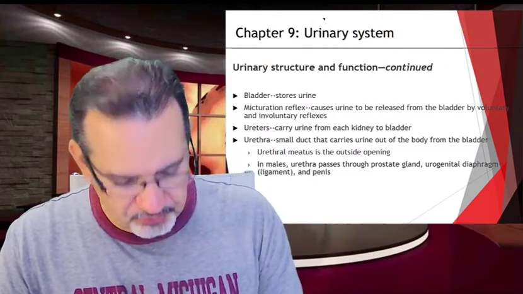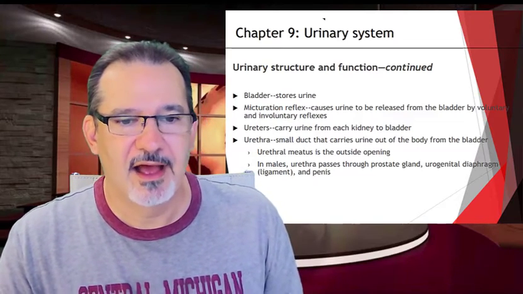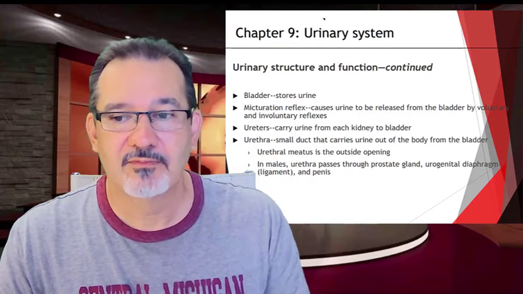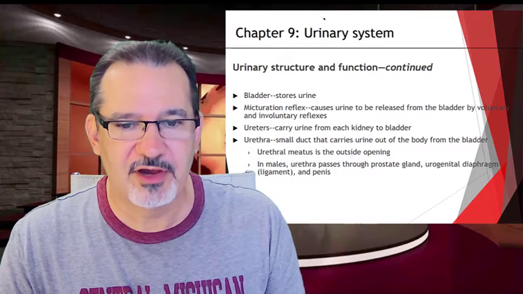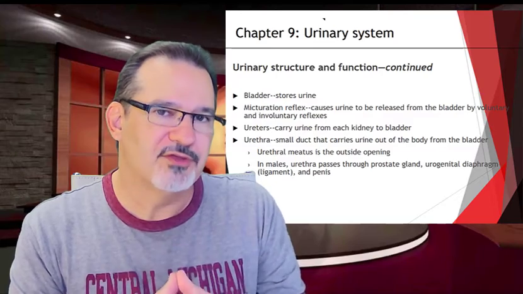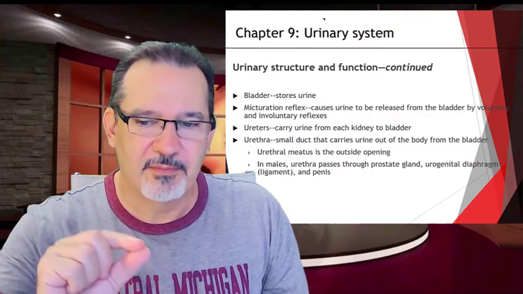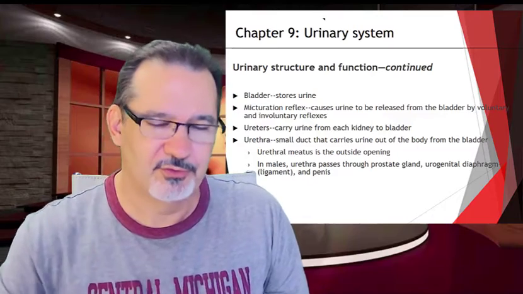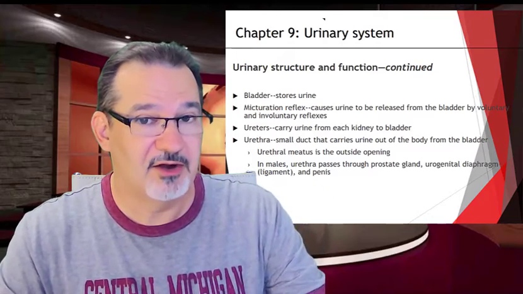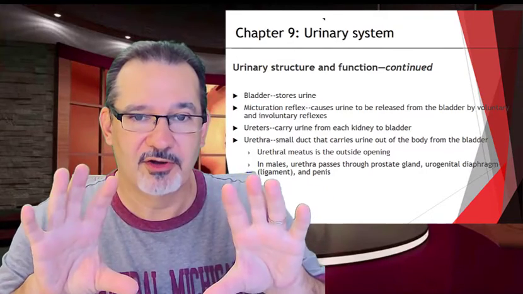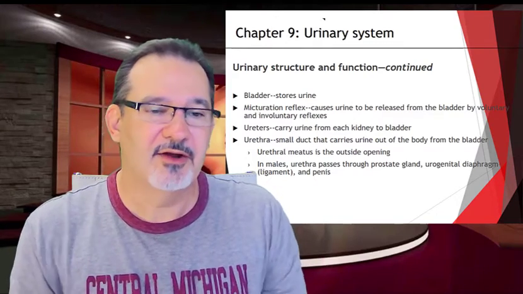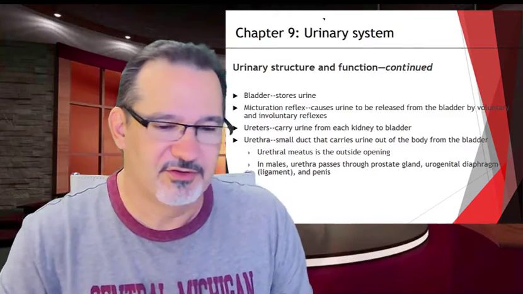The bladder, of course, stores the urine. I think we probably know that. Micturition is another fancy term for urination. The ureters carry urine from each kidney to the bladder to be stored, and then the urethra is the single tube that leads from the bladder to the outside world and allows us to get rid of the urine. After glomerular formation of urine, the ureters carry that urine down to the bladder, and then from the bladder, the urethra sends it to the outside world.